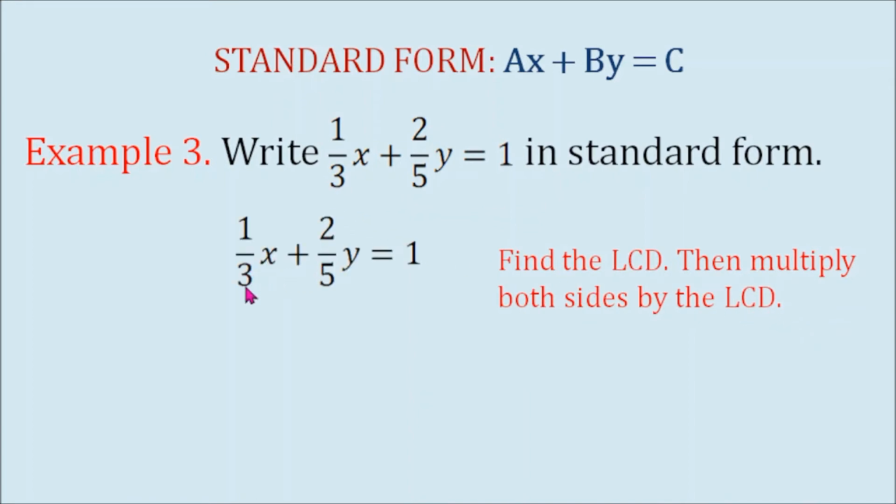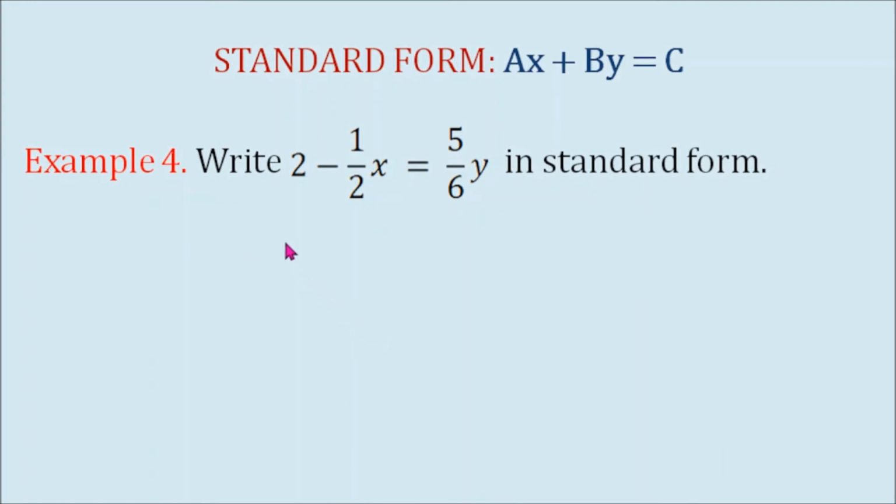So the LCD between 3 and 5 is 15. So multiply the left side of the equation by 15 and also multiply the right side of the equation by 15. So 15 times 1x divided by 3 is 5x. And then 15 times 2y divided by 5 is 6y. And the right side, 1 times 15 is 15. So this is our answer.